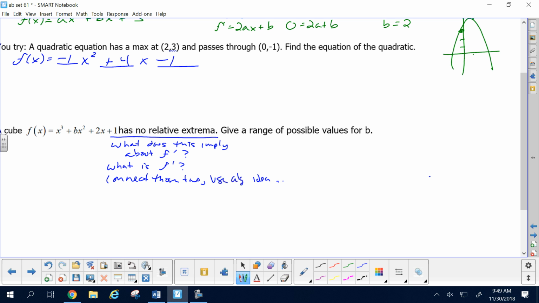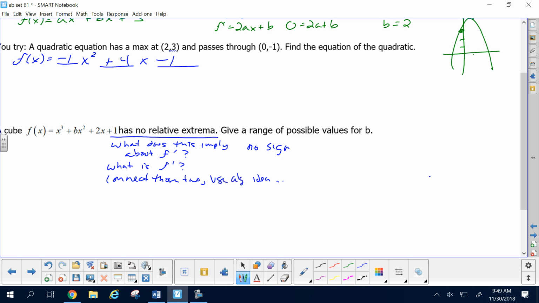It requires you thinking outside the box a little. Did you make good headway? Okay, let's talk about it. A good mathematician talks to himself a lot, okay? So if f has no relative extrema, what does that imply about f prime? It doesn't change signs, and the only way it could have changed signs is if it had critical numbers. So f prime has no sign changes.